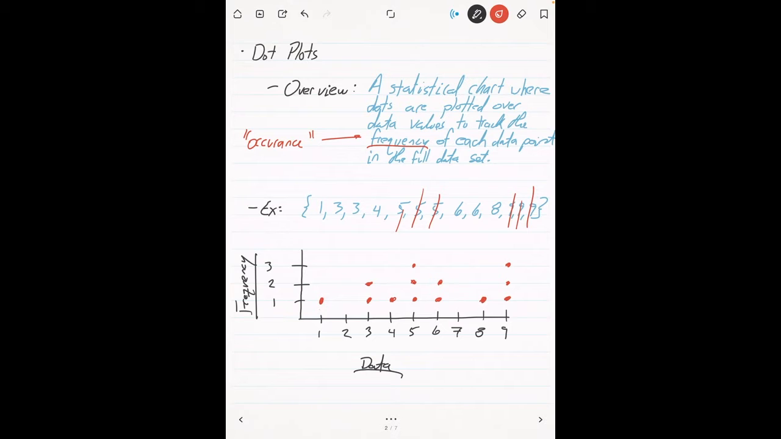Keep in mind that a dot plot is showing the occurrence or the frequency of each of these data values. How often are these values occurring? That's what we use a dot plot for. We can see that the numbers 5 and 9 occurred the most. Things like 1 and 8 and 4 occurred the least. And in fact, things like 2 and 7 were not even a part of the set. So that's what a dot plot shows us. It really demonstrates the frequency or how often values occurred.